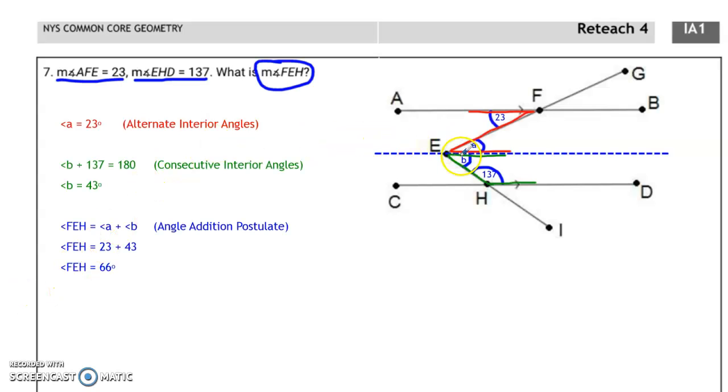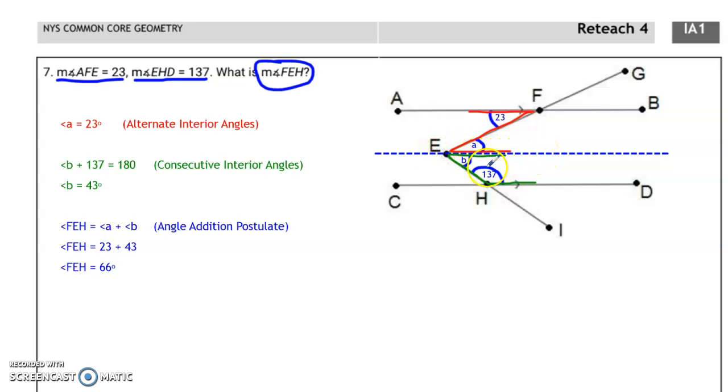This question is a classic auxiliary line question. We call this an auxiliary line because it's an extra line that we draw on ourselves based on a certain criteria. In this case, this auxiliary line is parallel to the given lines AB and CD. We know that AB and CD are parallel because of these two markings, this arrow here and this arrow here, that indicate that they are parallel. So I'm saying, well, why don't I draw a line that's also parallel to AB and also parallel to CD?